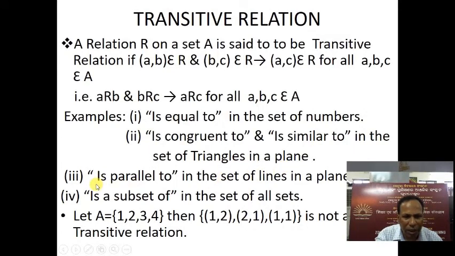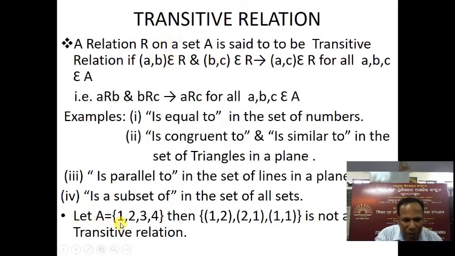Now consider the relation is parallel to in the set of all lines in a plane. If I say line L1 is parallel to line L2, line L2 is parallel to line L3, we find that line L1 is parallel to line L3. So it is transitive in nature. Similarly, the relation is a subset of in a power set. Suppose I say set X is a subset of set Y and set Y is a subset of set Z. So definitely set X is a subset of set Z. So the relation is a subset of is transitive in nature.